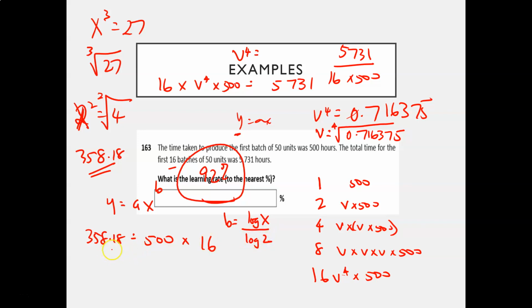So 358, let's just do it, just seeing both methods and playing with your maths. 358.18 divided by 500 is 0.716. So basically I divide both sides by 500 because I'm trying to isolate this. And so I have 0.716 is equal to 16 raised to the power of b.